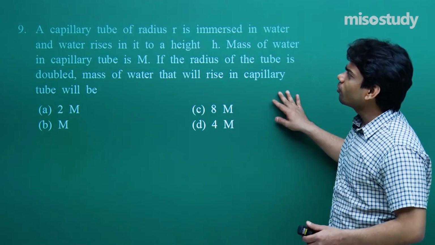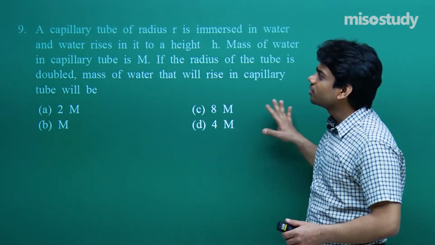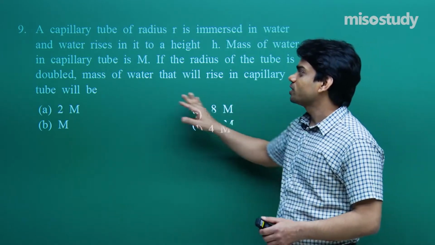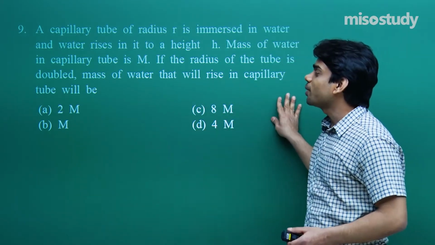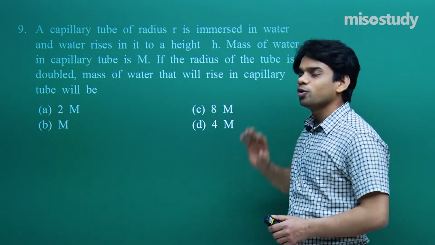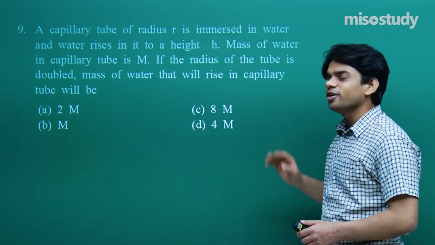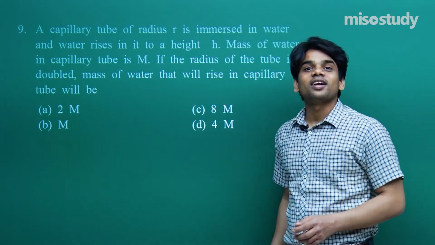A capillary tube of radius r is immersed in water, and water rises in it to height h. Mass of water in capillary tube is m. If the radius of the tube is doubled, mass of water that will rise in capillary tube will be: A, 2m; B, m; C, 8m; and D, 4m. I hope that you have understood.